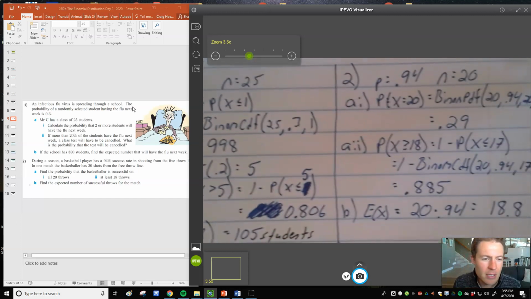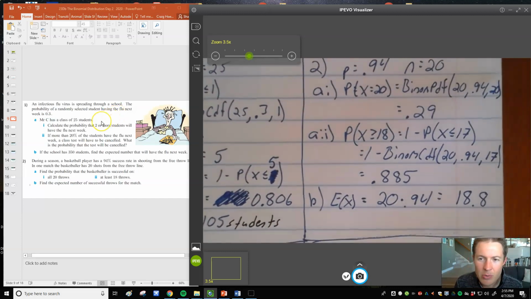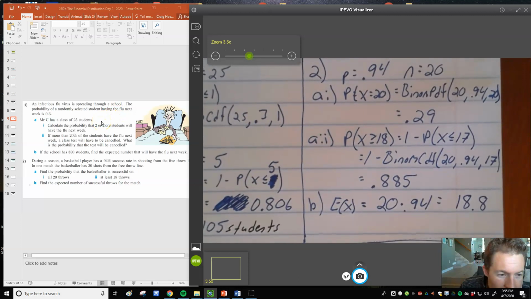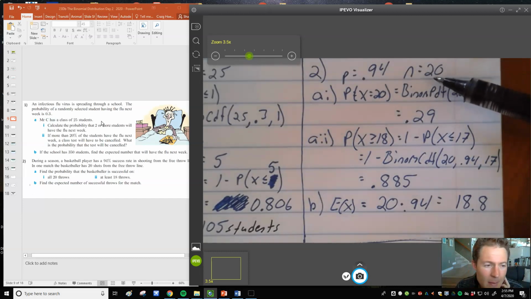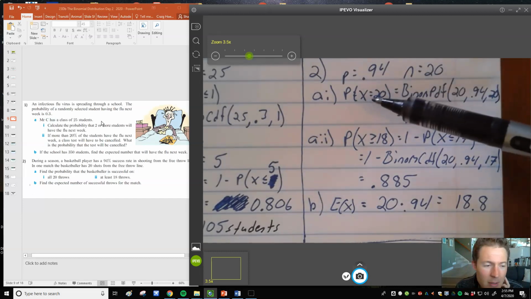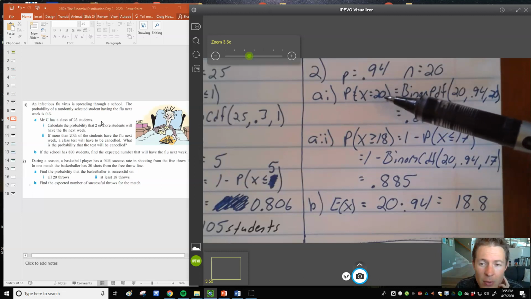Okay, let's look at question 2 now. During a basketball season, they called it a match, a basketball match, which I found funny. But anyways, we have a free throw shooter. He makes 94% of them. He's going to take 20 shots. A1, what's the probability of him making all 20 free throws? So that's the probability x equals 20.